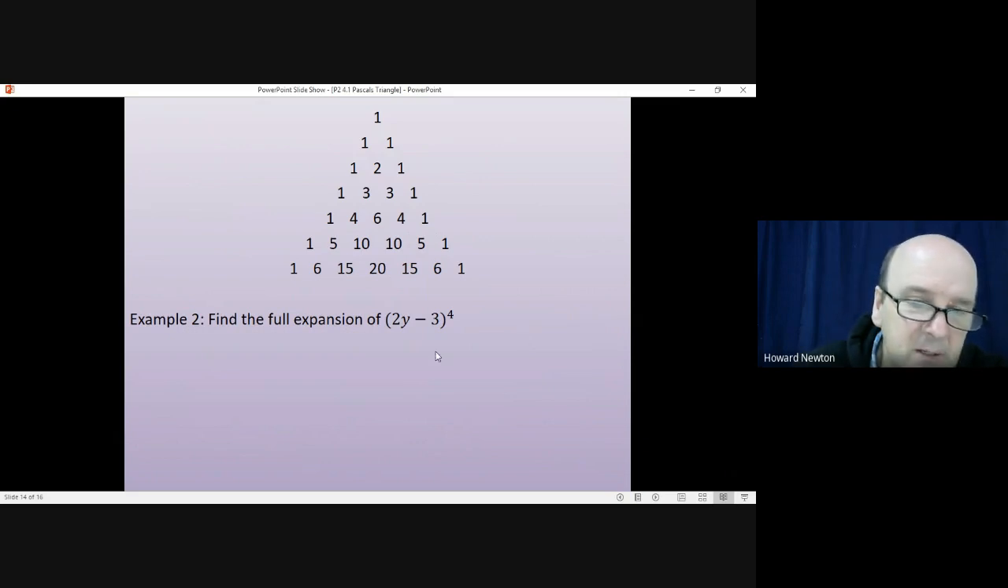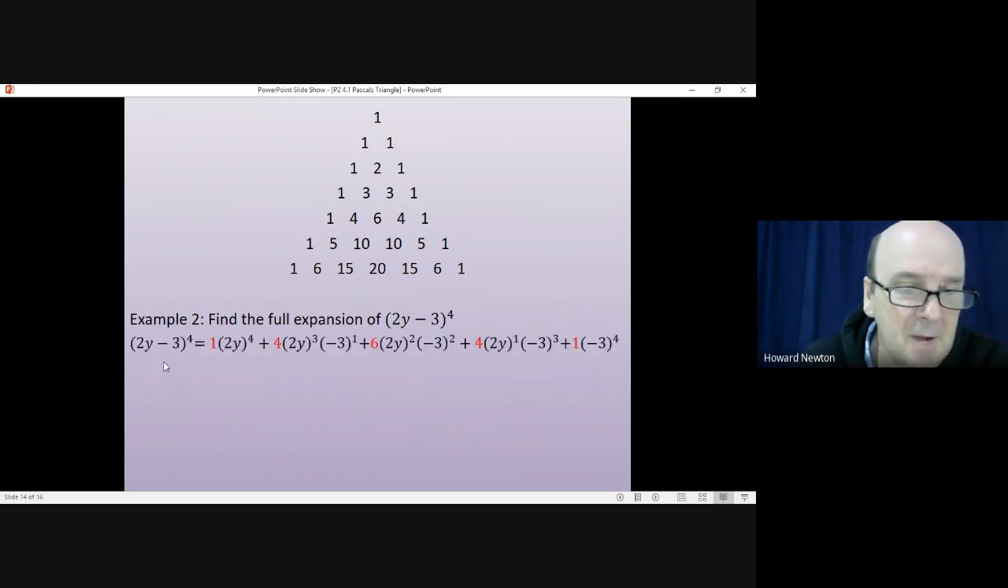Okay, let's have a look. So that bracket to the power of 4, the first term will be 1 times by 2y to the power of 4, 1 coming from this 1 here. The next term will be the 2y cubed times by minus 3 to the power of 1. We'll have 4 lots of that, taken from the 4 here.